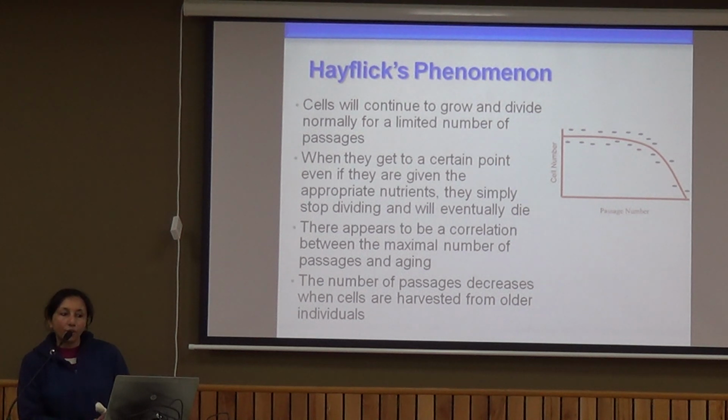Now, Hayflick's phenomenon. This states cells will continue to grow and divide normally for a limited number of passages. When they get to a certain point, even if we give them proper nutrients, they stop dividing and they die. There appears to be a correlation between the maximum number of passages and aging. The number of passages decreases when the cells are harvested from the older cells. Obviously, the younger cells are available for more number of passages.